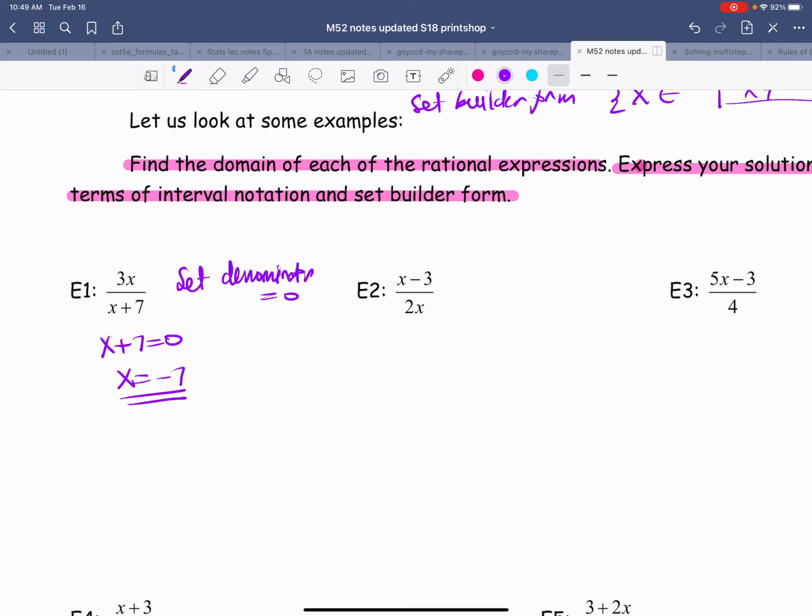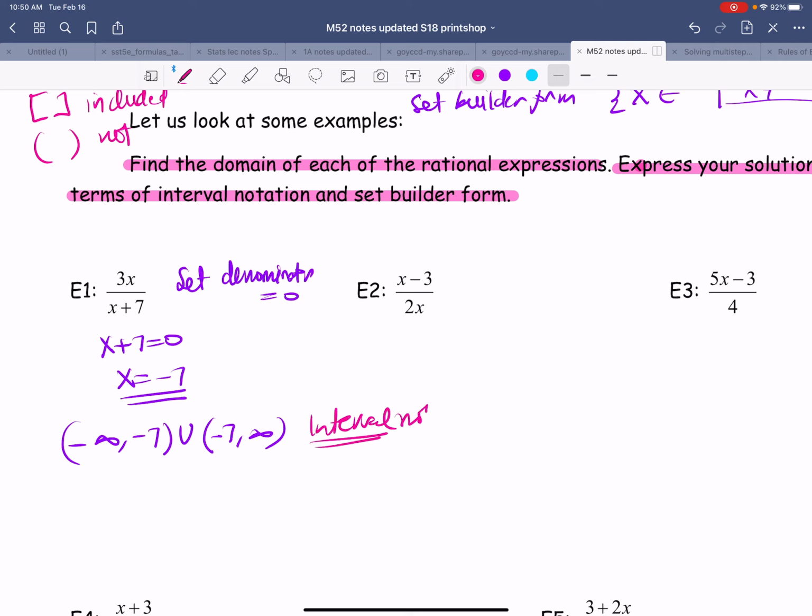So my domain would be -∞ to -7. This open parenthesis means -7 is not included. If I had a bracket here, the bracket would mean the number is included. Open parenthesis means the number is not included, okay? So included and not included. All right, so that's my domain in interval notation.